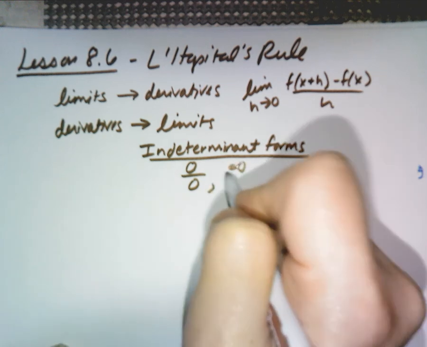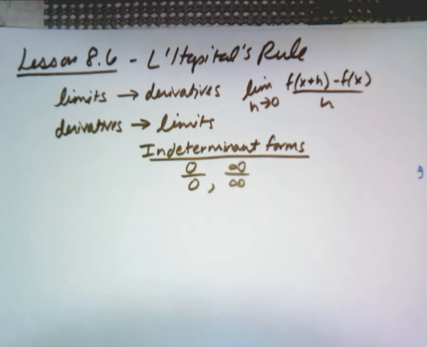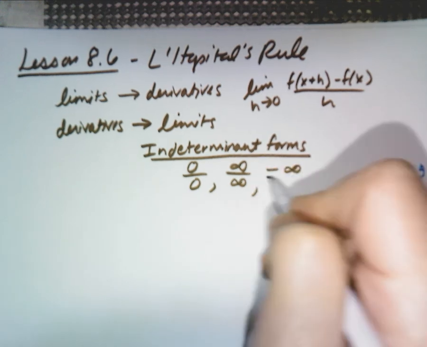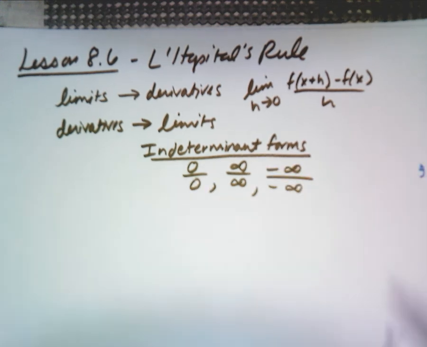If we get infinity over infinity, we really can't say it doesn't exist just yet. It's indeterminate. Okay? Same if we get negative infinity over negative infinity or negative infinity over positive infinity. Those are all what we call indeterminate forms. We can't really decide if the limit exists until we do something else, okay? Either factor it or what we're going to do today.